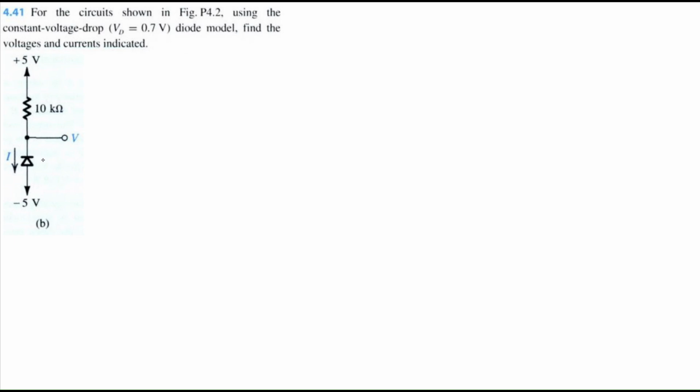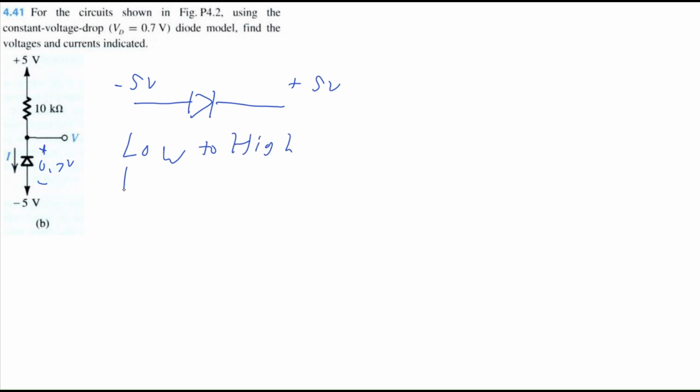All right, let's solve circuit B. Again, same setup here. You would expect 0.7 volts to drop. But first, let's examine the diode. From the anode's perspective, we see negative 5 volts, and from the cathode perspective, we see plus 5 volts. So this time we're going from negative 5 to 5, low to high. Because of that, the diode is going to be reverse biased.